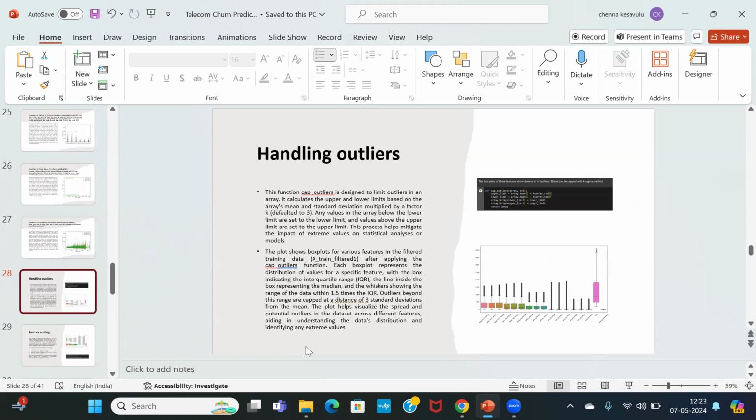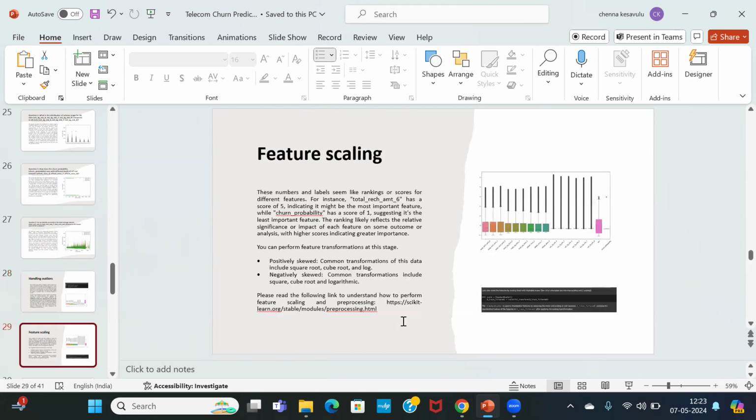The plot shows box plots for various features in the filtered training data. Each box plot represents the distribution of the values for a specific feature, with the box indicating the interquartile range, the line inside the box representing the median, and the whiskers showing the range of the data within 1.5 times the interquartile range. Thank you. My friend will continue on the next slide.